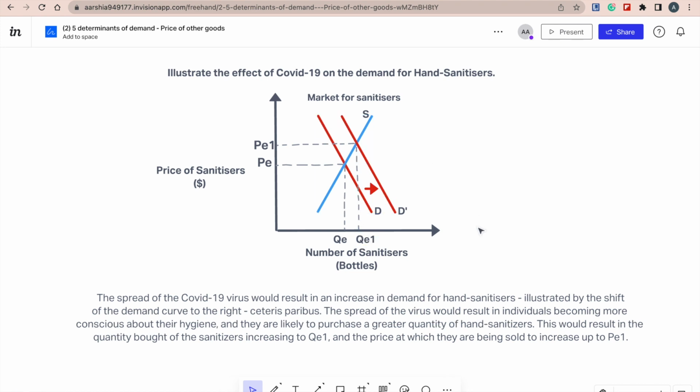Now, if you had to give a written answer, you could simply say, the spread of the COVID-19 virus would result in an increase in demand for hand sanitizers, illustrated by the shift of the demand curve to the right, ceteris paribus. The spread of the virus would result in individuals becoming more conscious about their hygiene, and they are likely to purchase a greater quantity of hand sanitizers. This would result in the quantity bought of the sanitizers increasing to QE1, and the price at which they are being sold to increase up to PE1.